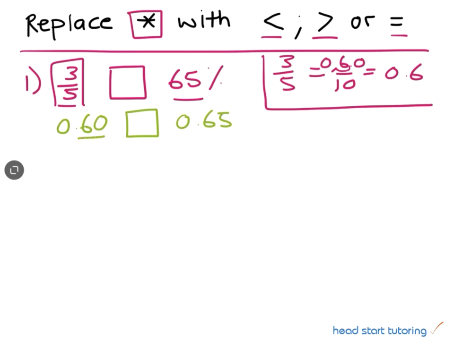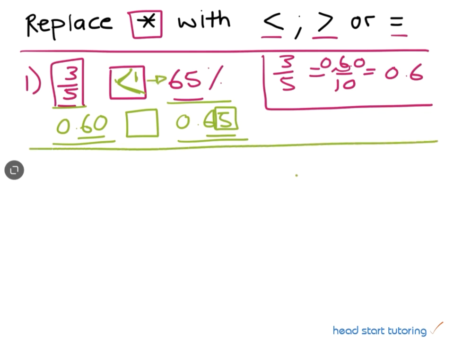So as you can see, we can now compare our decimals, and 0.60 is smaller than 0.65 because 0.65 or 65% has 5 hundredths more than 0.60 or 3/5. So therefore we use our smaller than sign. I remember that the arrow, this point here, will always point to the smaller number, and the wide open mouth over here will always point to the bigger number. Right, so that's our first example.